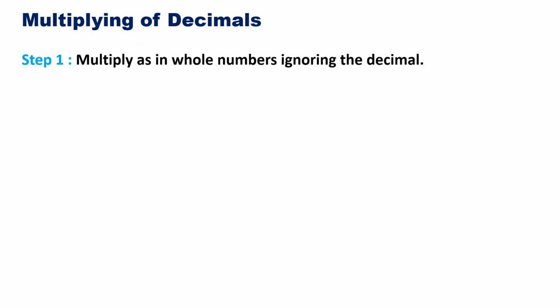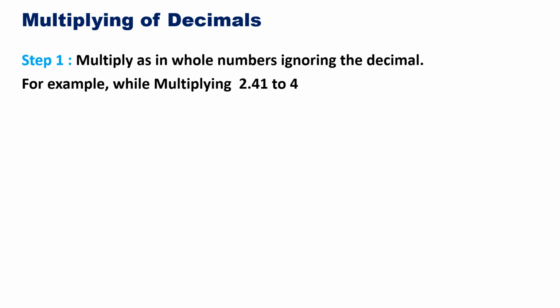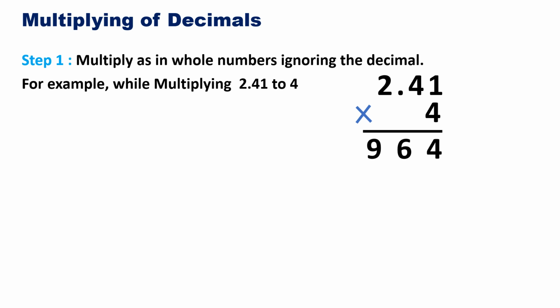Multiplying of decimals. Multiplying of decimals is, we'll do multiplication as in whole numbers. First we have to ignore the decimal point. After that we'll put it in the proper place. So let's see one example. Suppose we have to multiply 2.41 by 4. So how will we do 2.41 into 4? First we'll do the multiplication. We'll just forget where the decimal point will come.